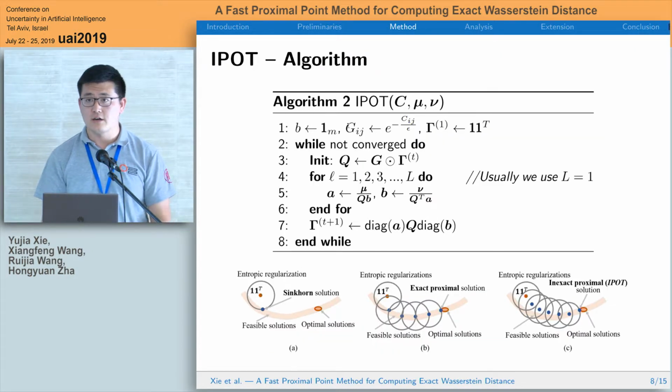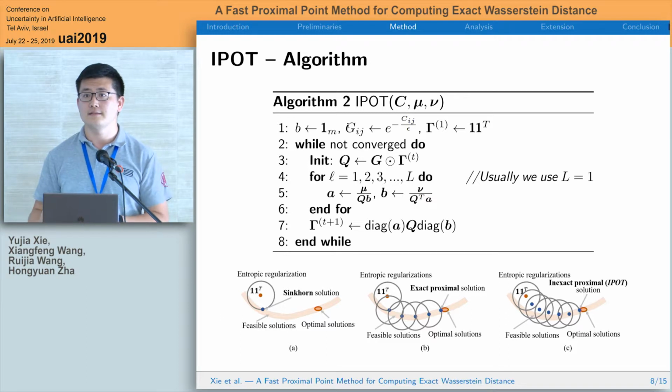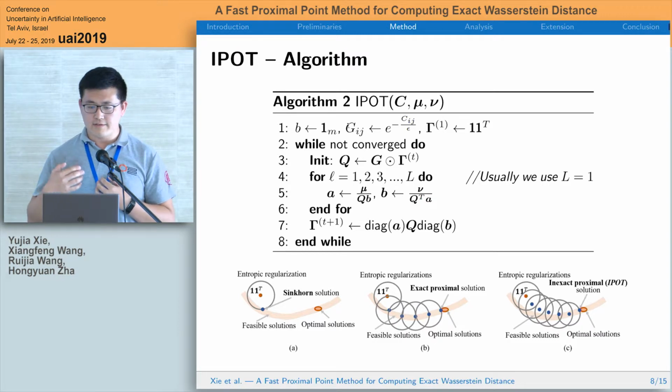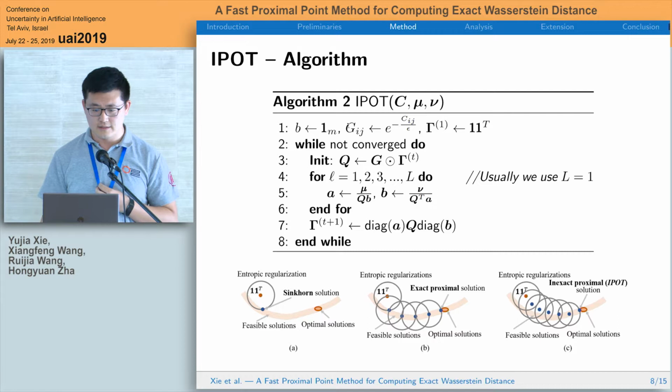Our algorithm is called IPOT. It has 2 loops, the outer loop and the inner loop. The outer loop is the proximal point method, but in the inner loop, we introduce the Sinkhorn algorithm to solve the inner subproblem. However, we only use limited inner iterations. We only use L inner iterations, and usually we choose L equal to 1. We just use 1 iteration of the Sinkhorn algorithm.